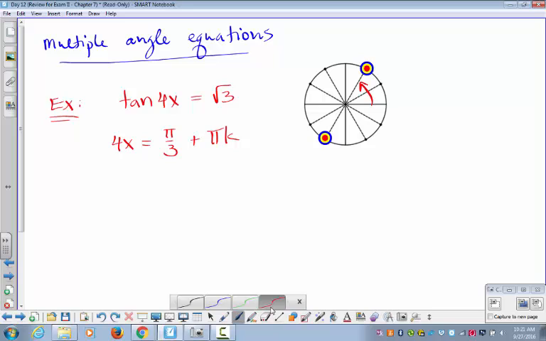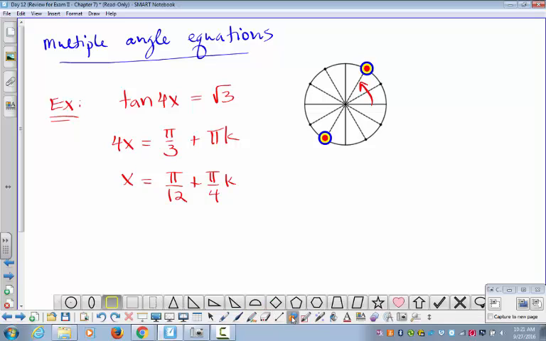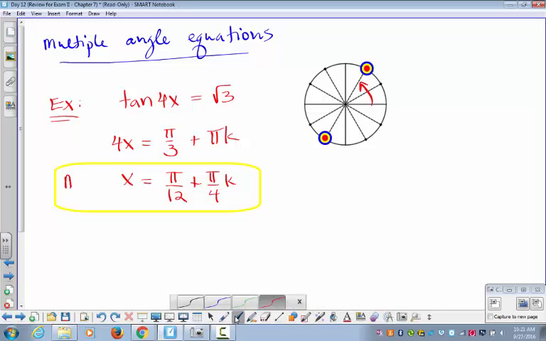How do we get x? Divide by 4. Exactly. So when we divide by 4, we have to divide both terms on the right by 4. So this is all solutions right there. That's all. And if we want to restrict it 0 to 2 pi, we're going to get certainly pi over 12.